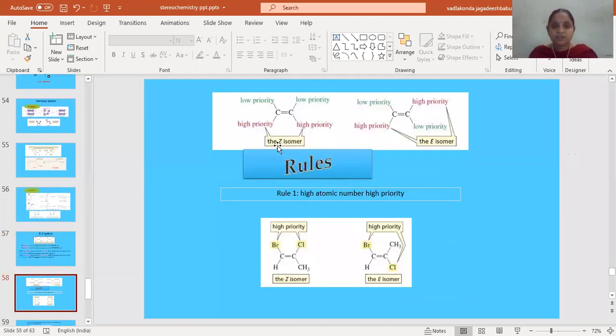So like here, if the highest priority groups are on the same side of the double bond, that is the Z isomer. And if the highest priority groups are present on the opposite side of the double bond, then that is the E isomer. And how to give priority is based on the same Cahn-Ingold-Prelog rule.